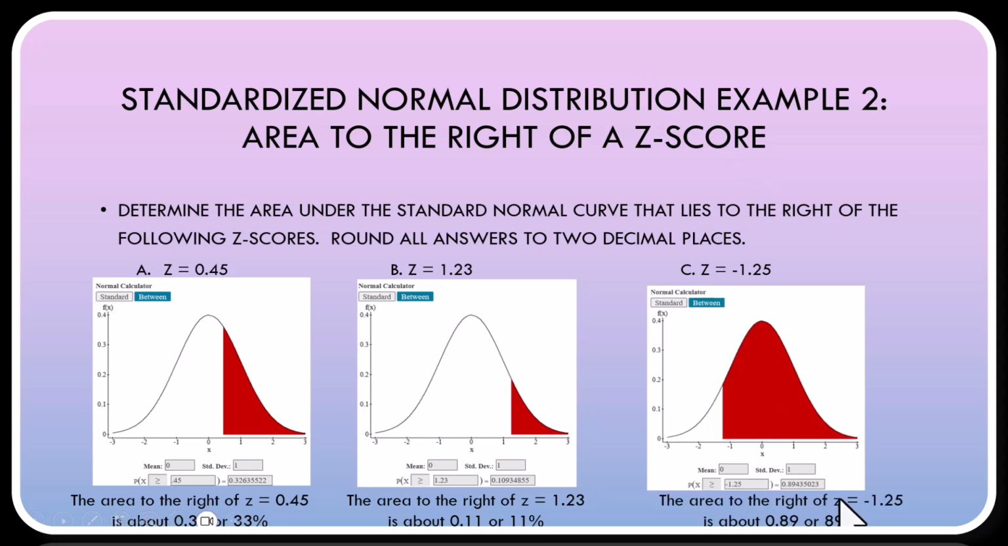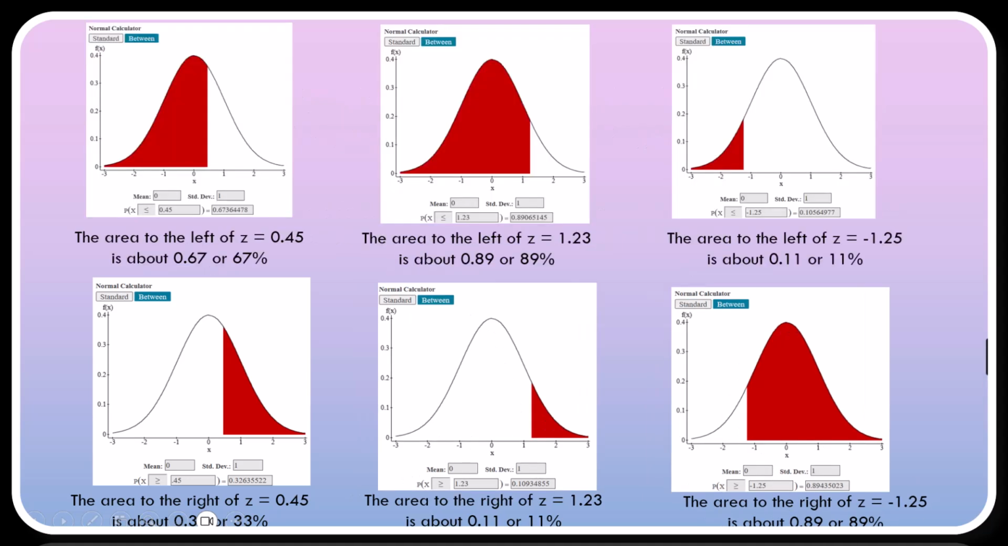So the area to the right of z equals negative 1.25 is about 0.89, or about 89%. Now, you might think that I was just being lazy when I used the same z-score in both examples, but this is actually a really nice opportunity for us to demonstrate the fact that the total area under the curve is 100%. So let's say I take any z-score here. Let's say I take z equals 0.45.